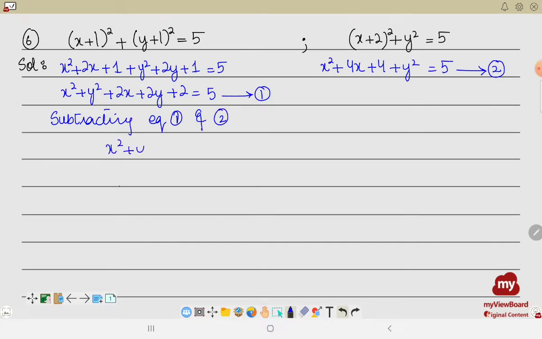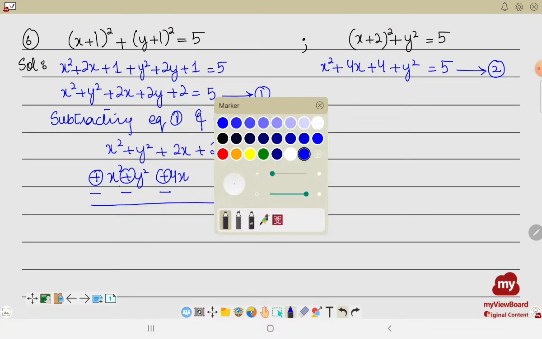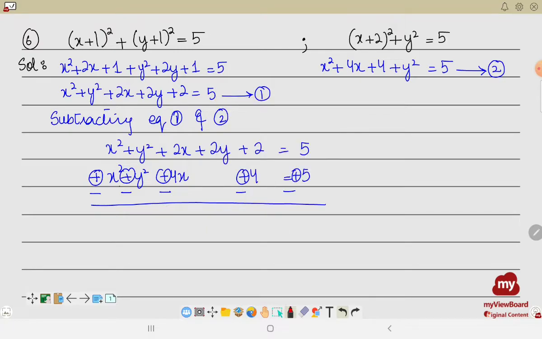Let me write down equation 1: x square plus y square plus 2x plus 2y plus 2 equals 5. And equation number 2: x square plus 4x plus y square plus 4 equals 5. Now, how are we going to subtract the two equations? We'll encircle the original signs, and below that we are going to write down the different signs. If the sign is plus, we are going to write minus. Now if you see, a few terms get cancelled.